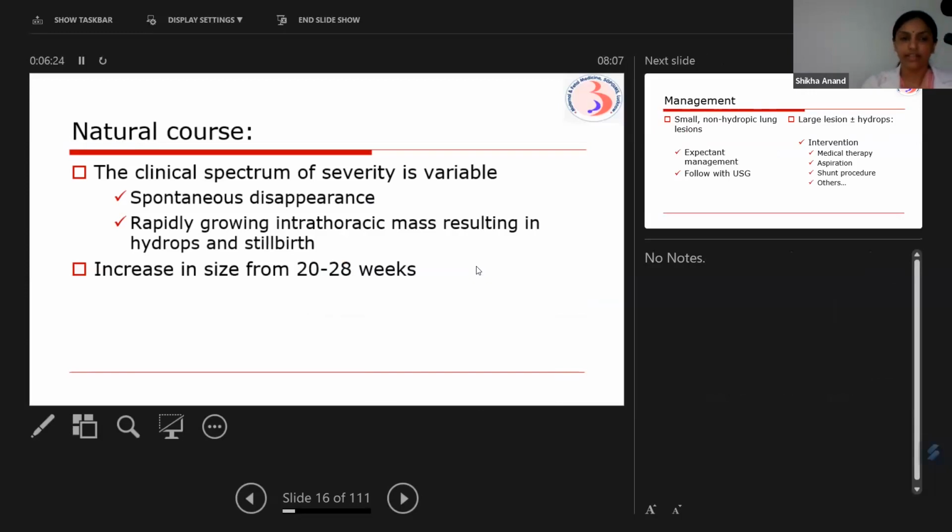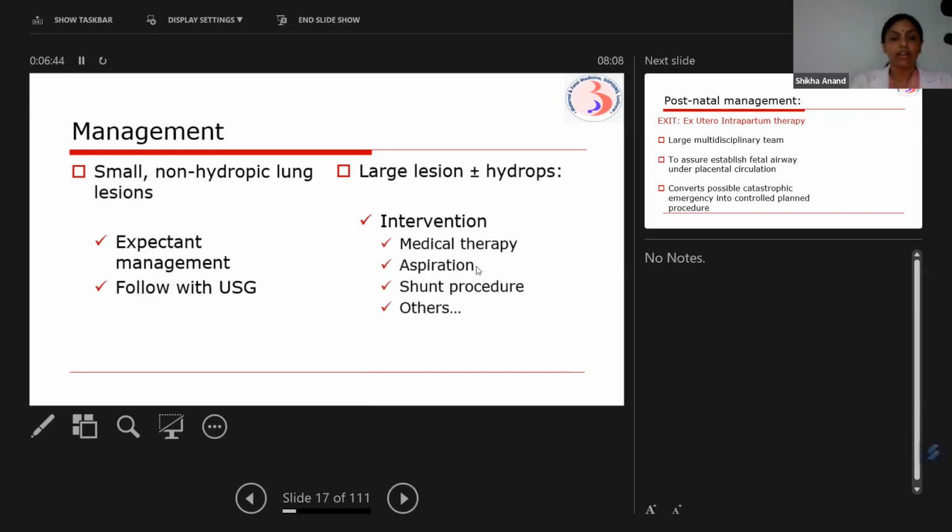So the clinical spectrum of these malformations is variable. On one hand, there can be spontaneous disappearance, while on the other hand, they can be rapidly growing masses resulting in hydrops and stillbirth. And usually there is increase in size from 20 to 28 weeks of gestation when these lesions require close follow-up. So the small non-hydropic lung lesions can be followed with expectant management just with serial ultrasound. However, the larger lesions with or without associated hydrops need intervention in the form of medical therapy, thoracocentesis, thoracoamniotic shunt, or many other investigational therapies that are now being done, like laser ablation of the feeding vessels.